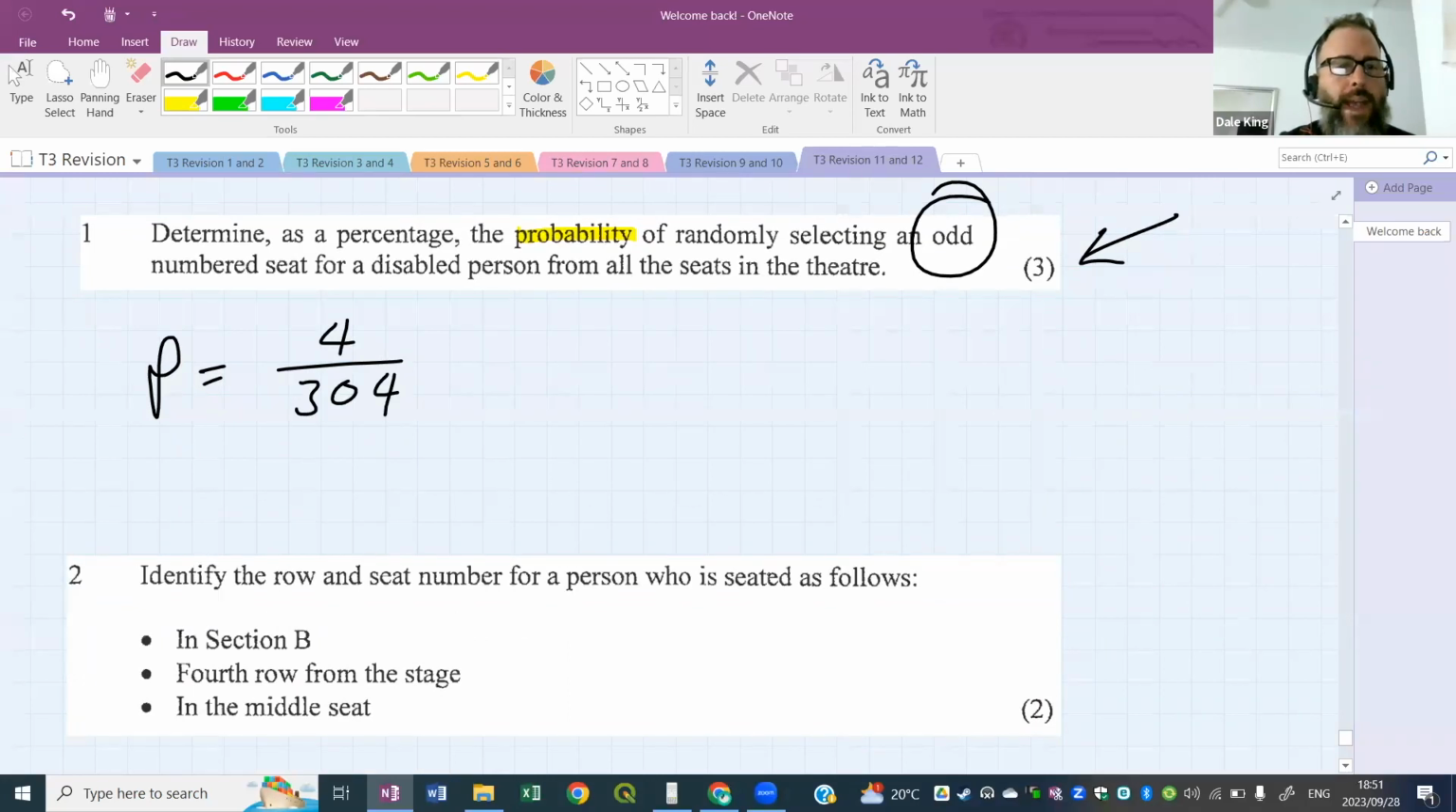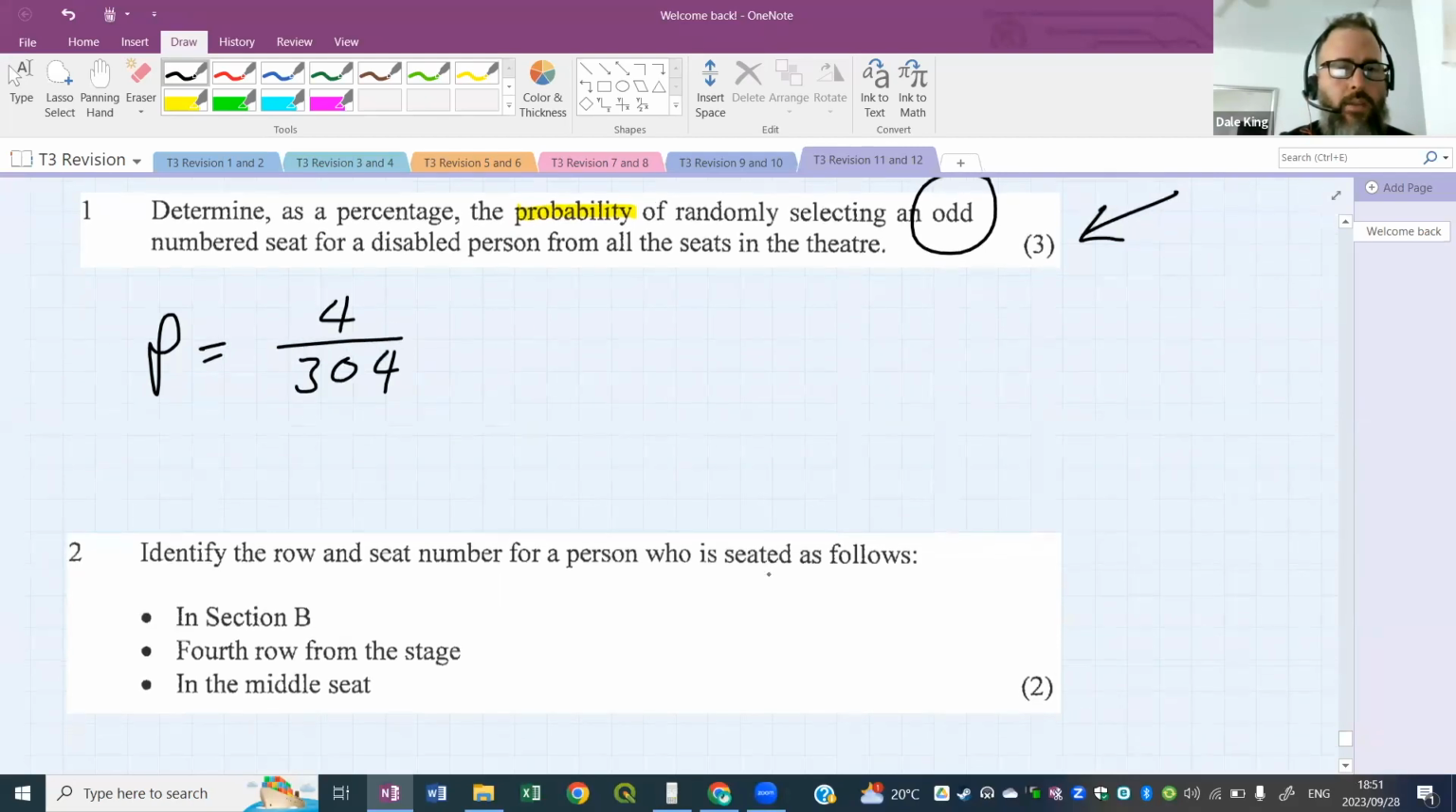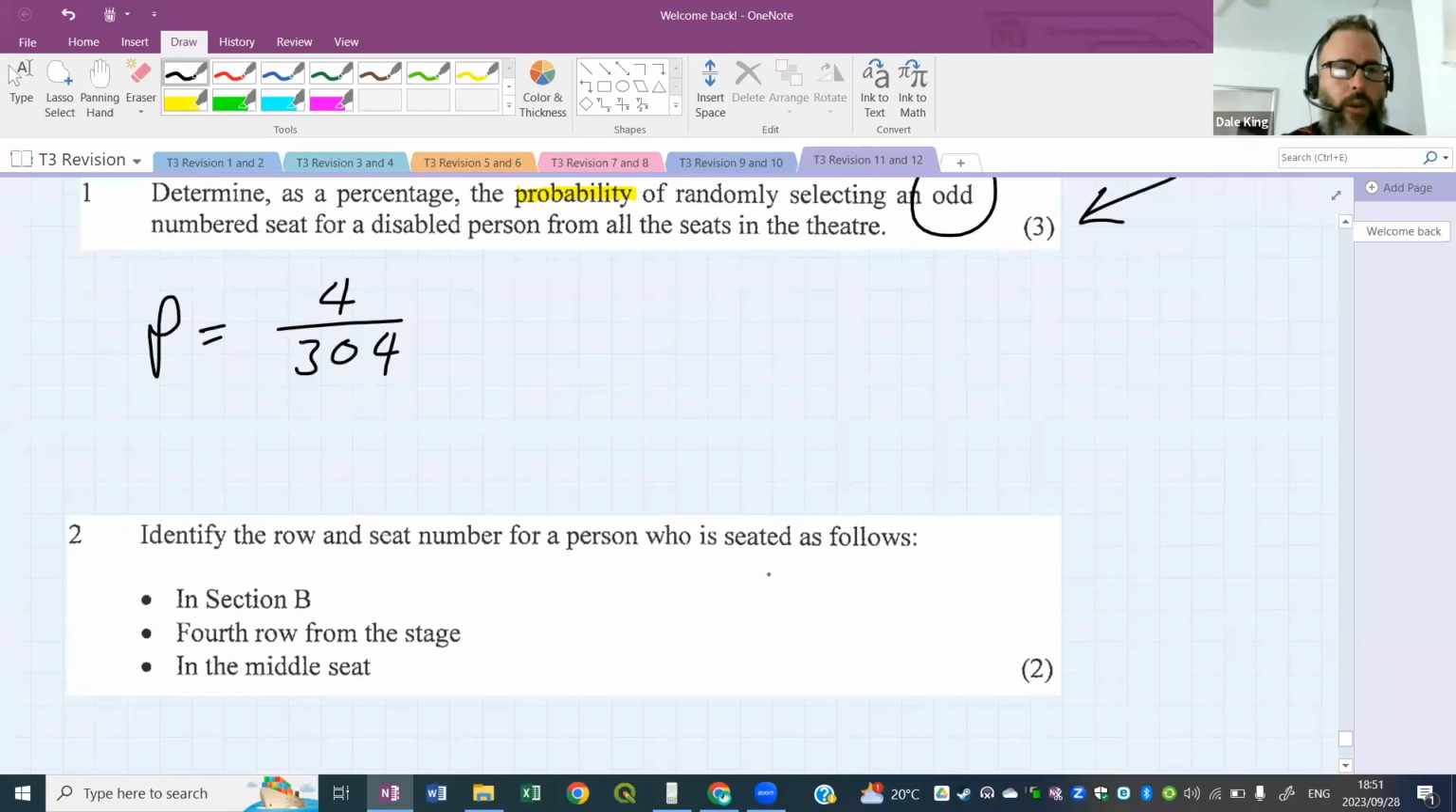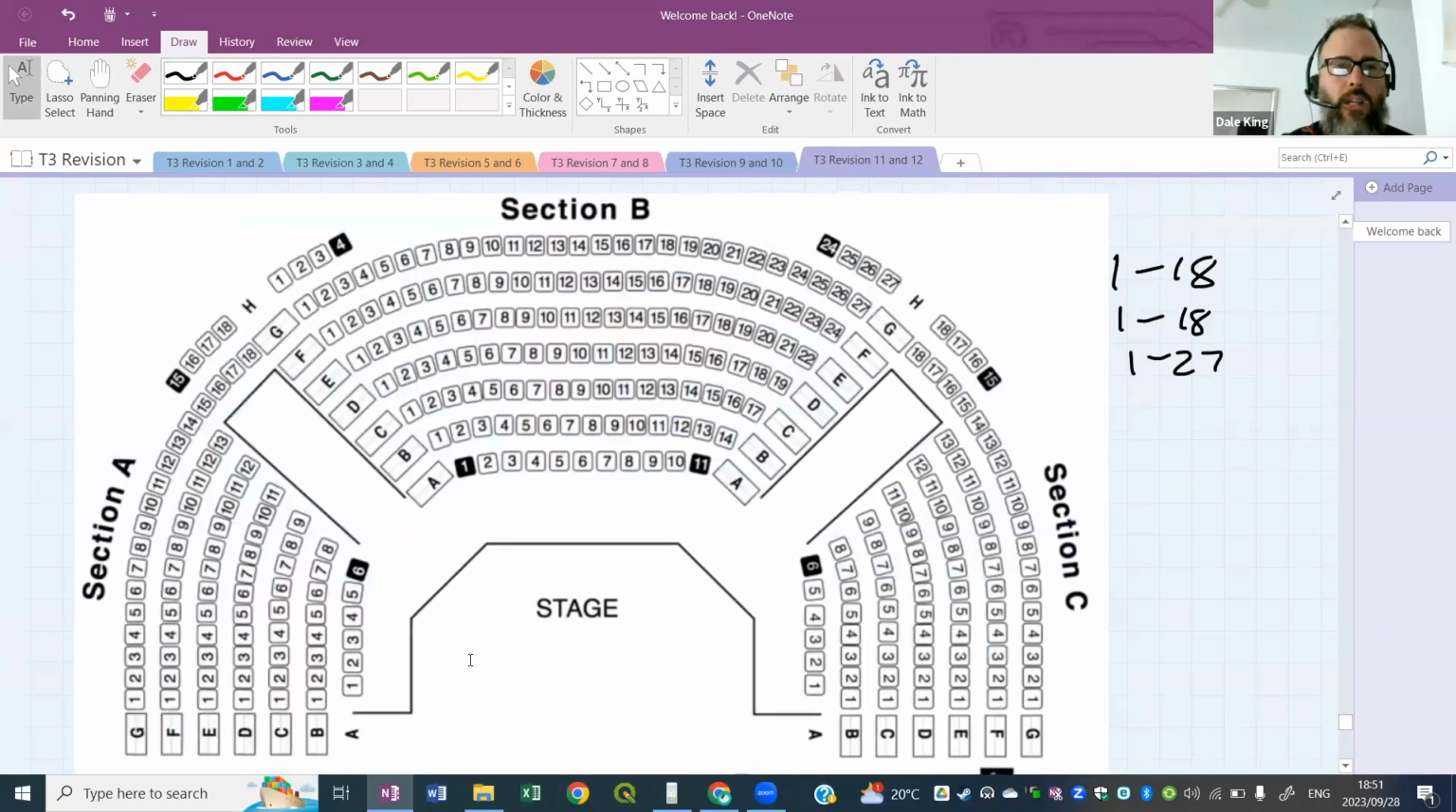Identify the row and seat number for a person who is seated as follows. A row and a seat number. So I want the seat number, the letter and the number for a person in section B, 4th row from the stage, in the middle seat. Section B, 4th row from the stage, middle seat. You guys can have a look. I need a letter and a number, please.